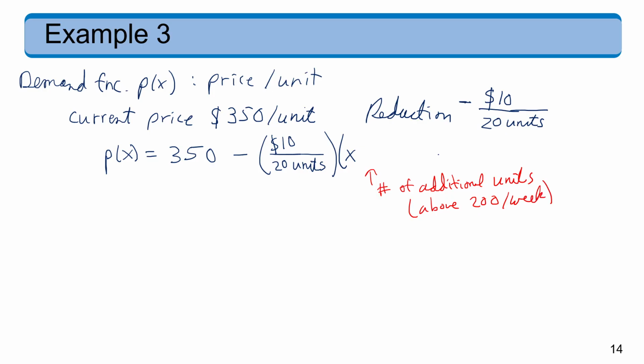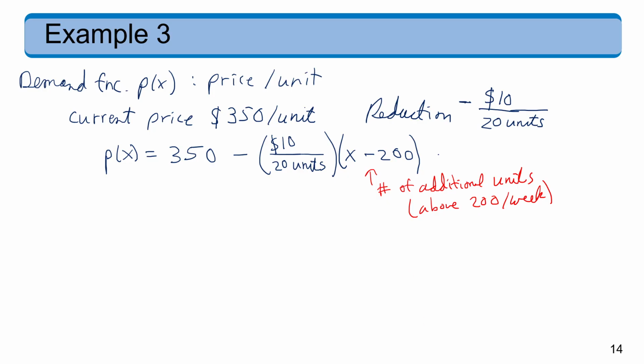X represents the total number produced, but what we actually need to multiply by is the number of additional units. So that is X minus 200. Right? So if they produce 210 units total, that means X would be 210. By subtracting 200, we would get 10. That's the number of additional units beyond what they're already producing.